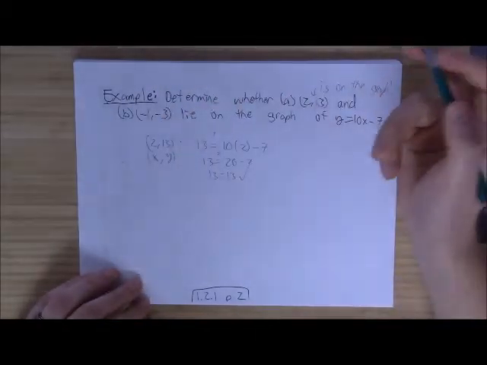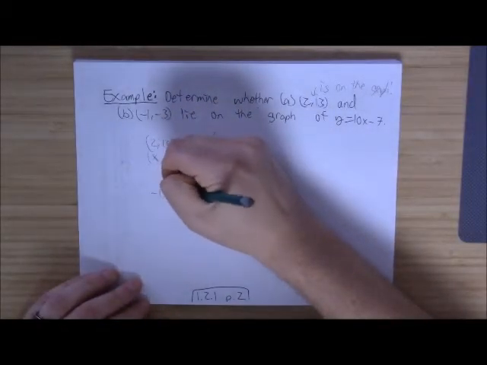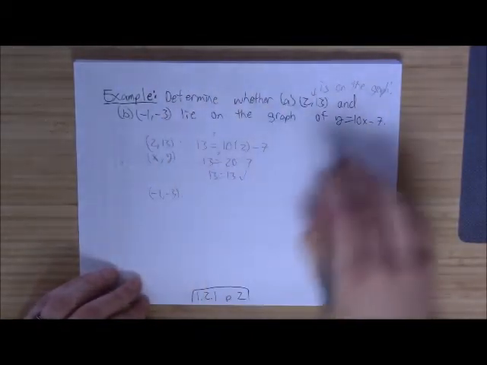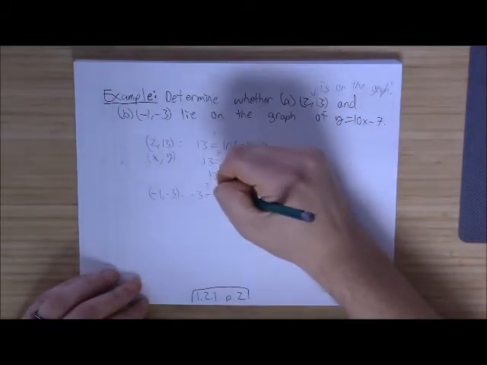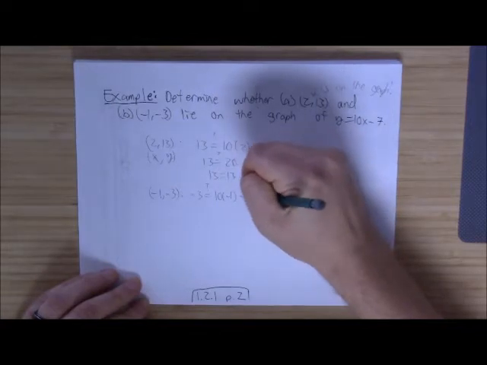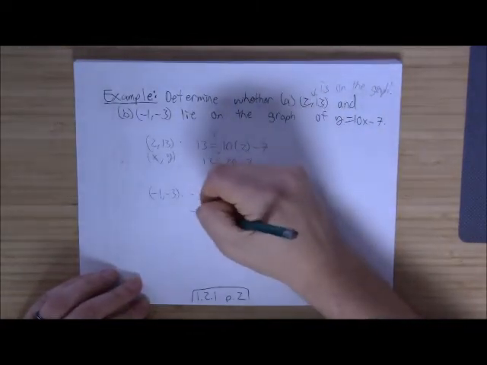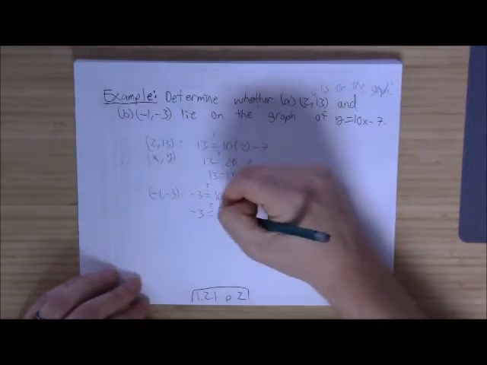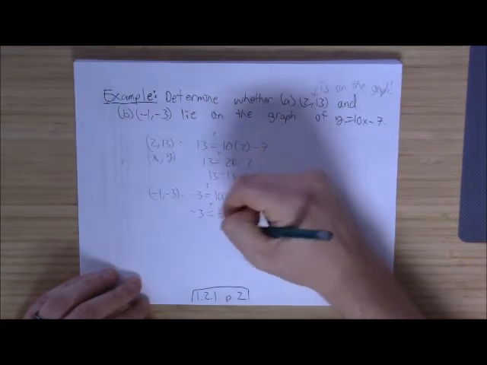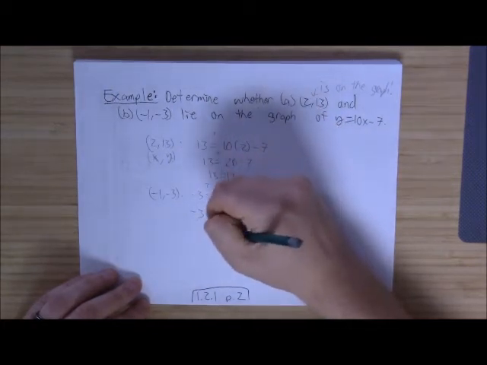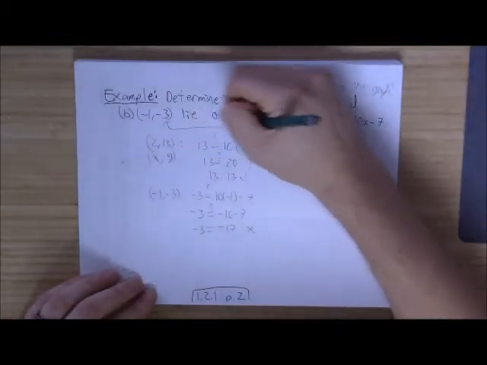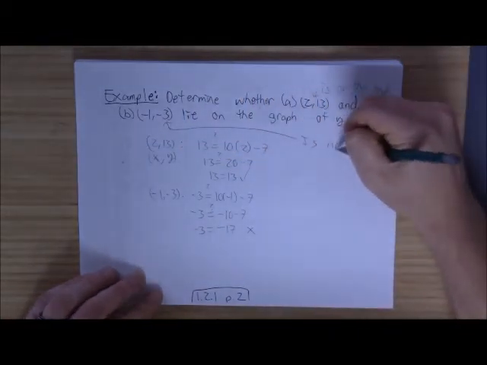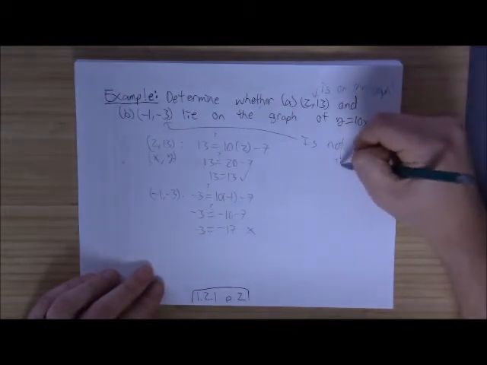What about (-1, -3)? If we plug that in, we're asking, is -3 equal to 10 times -1 minus 7? We see here that that gives -3 equaling -10 minus 7. This side would be -17. This side is still -3, so no. So this is not on the graph.